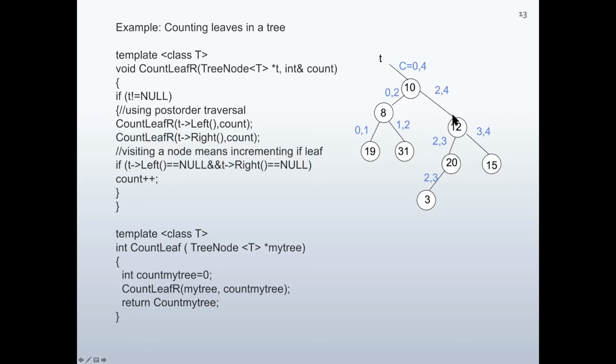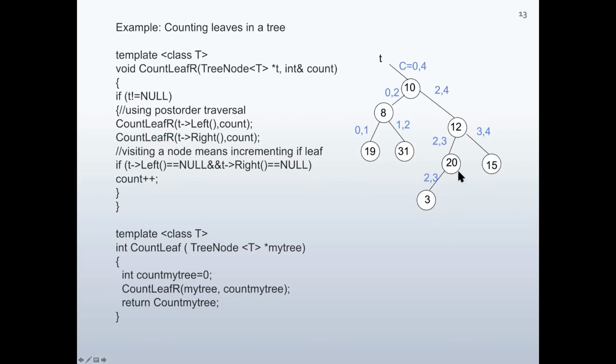Then we go to the right subtree while count is equal to 2, and we go to the left subtree, count is still 2. Visiting the left subtree, count is 2. Because this is a leaf node, the value of count is incremented in this line, and we return back to the parent node with count as 3. And here for this node, the left subtree is traversed.